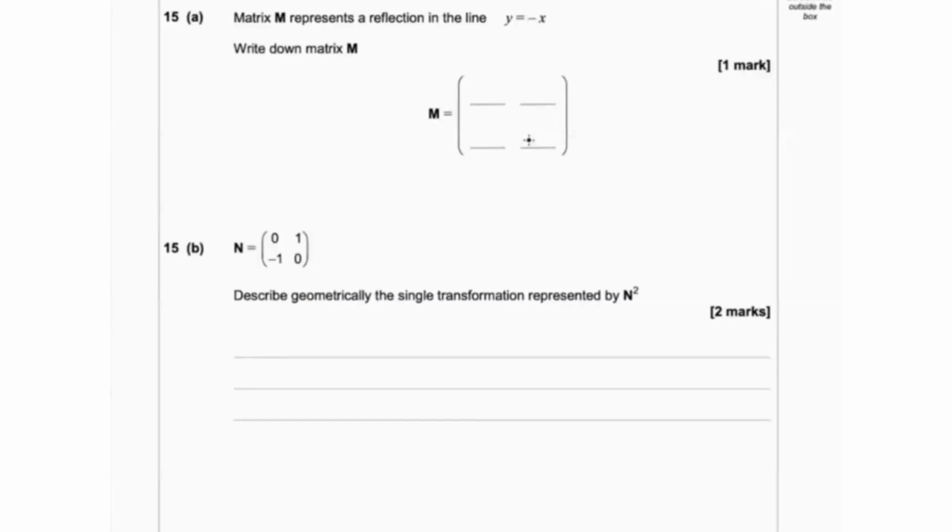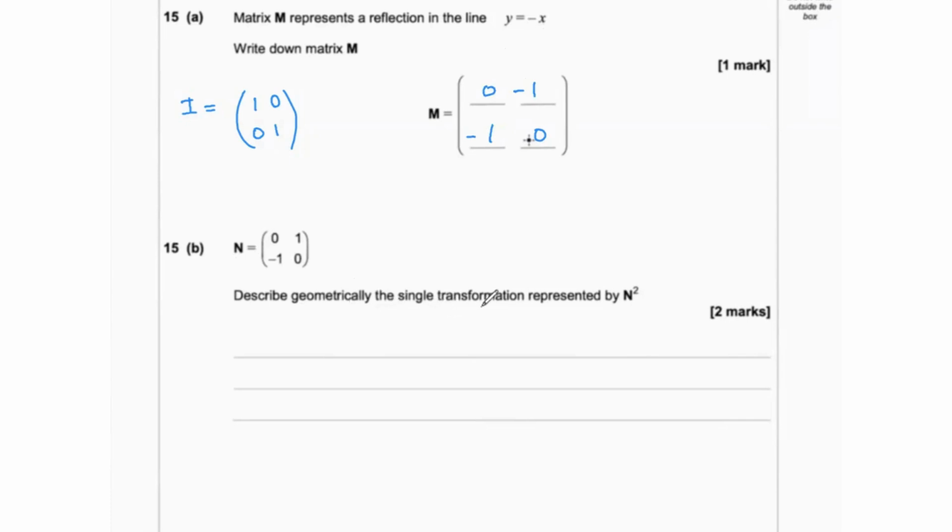Then the next question says that matrix M represents a reflection in the line y equals negative x. Write down the matrix M. So they're probably dealing with the identity matrix, which is 1, 0, 0, 1. So if you reflect this in y equals negative x, what's going to happen is that you swap your x and y values first. So it becomes 0, 1, 1, 0. So this is negative and this is also negative. Then M is 0, negative 1, negative 1, 0.